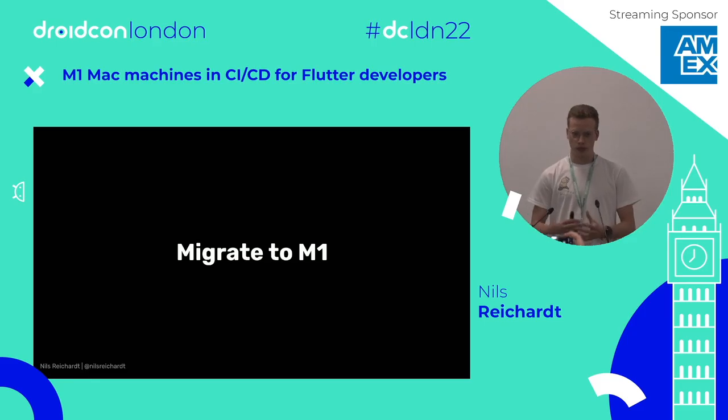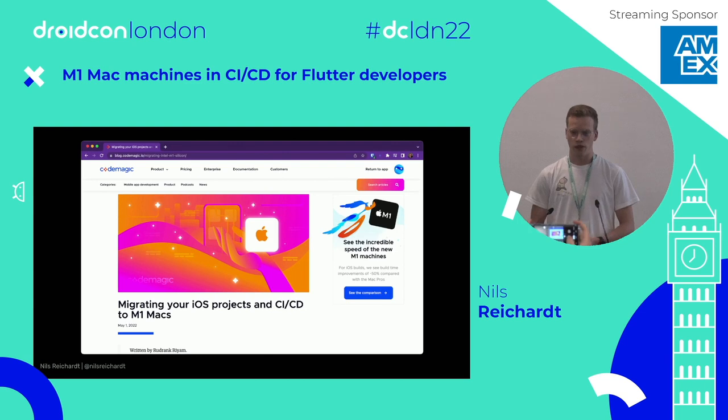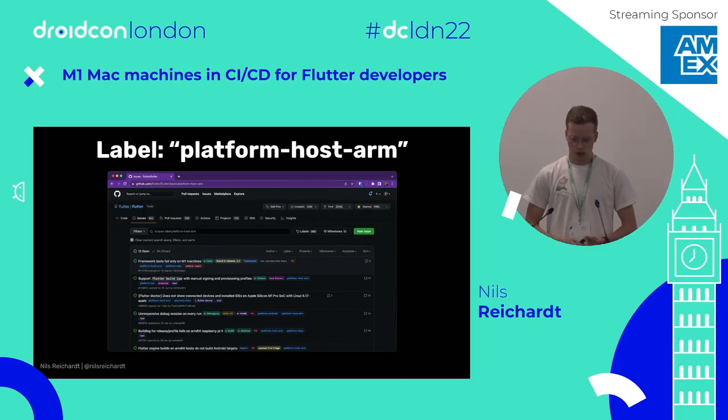First of all, maybe you need to migrate your project to M1. This should be really easy because Apple released their M1 2 years ago. So since then, a lot of things happened, and you should have no problems to migrate. However, if you have some problems, there are a ton of articles on the internet that can guide you through this process. And I have also a tip for you: go to GitHub and search for issues with the label platform-host-arm, because Flutter is labeling all these issues with ARM architecture with this label. So you might find your solution there.